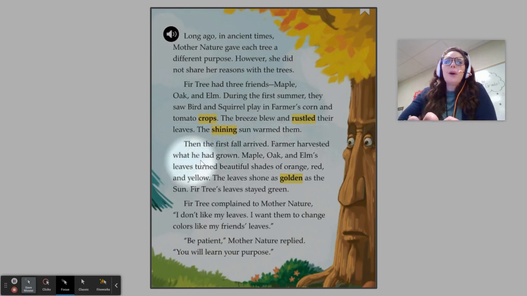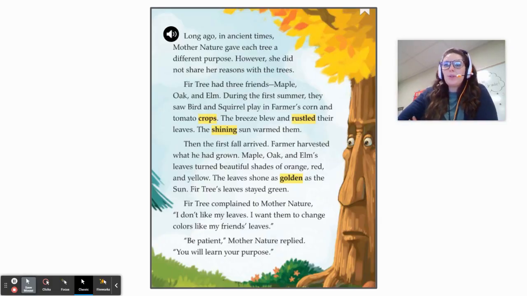Farmer harvested what he had grown. Maple, oak, and elm's leaves turned beautiful shades of orange, red, and yellow. The leaves shone as golden as the sun. Fir tree's leaves stayed green. Fir tree complained to Mother Nature, "I don't like my leaves. I want them to change colors like my friends' leaves." "Be patient," Mother Nature replied. "You will learn your purpose."